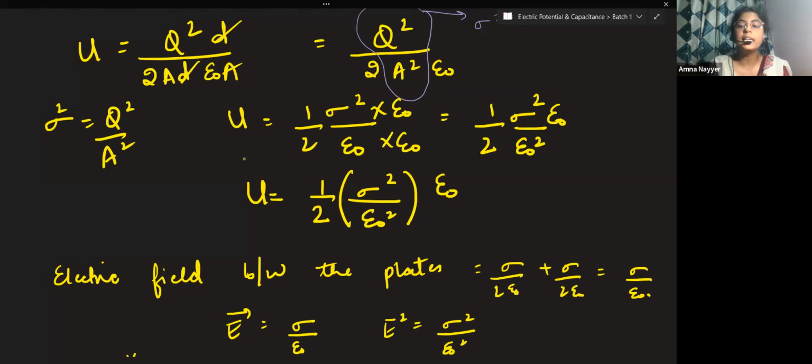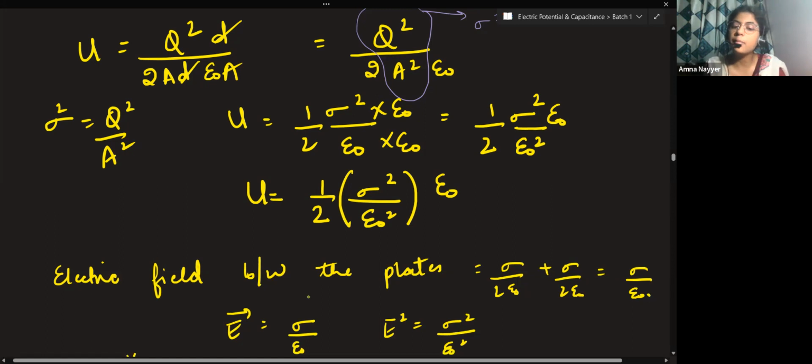Now electric field is what? I've told you, for a single plate it is sigma by 2 epsilon naught. Since two plates are there, it becomes sigma by 2 epsilon naught plus sigma by 2 epsilon naught. That gives you 2 sigma divided by 2 epsilon naught, which is equal to sigma by epsilon naught directly. So electric field is sigma by epsilon naught. So E square will be what? Sigma square by epsilon naught square.